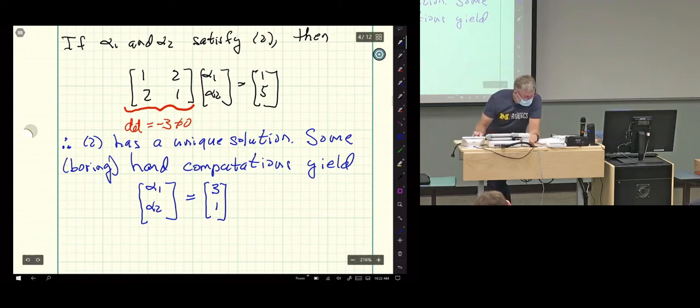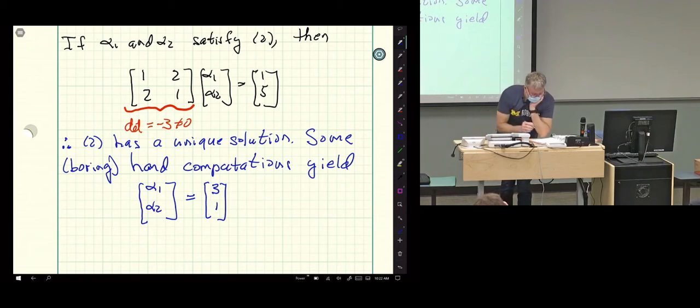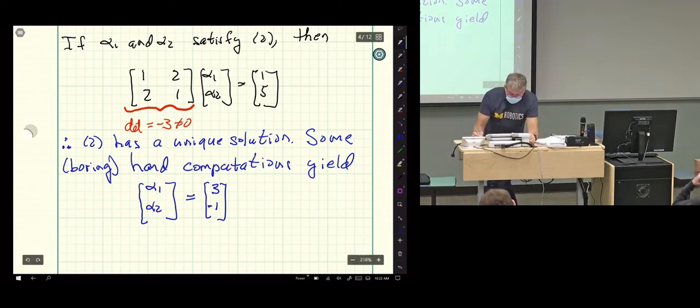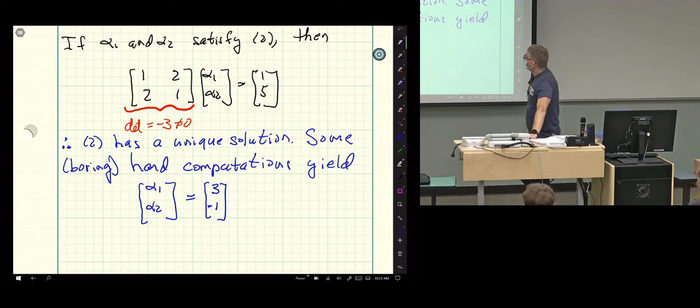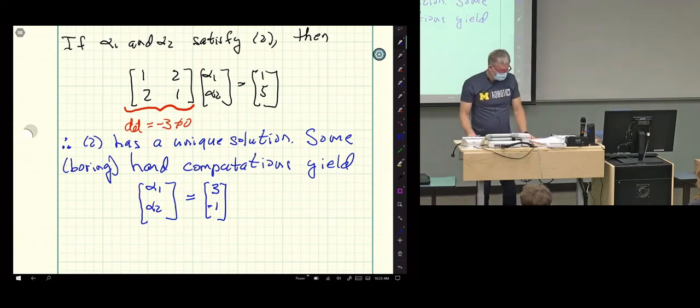No. I did my inverse correctly, and I can't multiply. Oh, 3 and minus 1. Yep, I think this will work. 3 minus 2 is 1, and then 3 times 2 is 6, minus 1 is 5. Yes, there's my minus sign mistake. I found it. Okay, so there's the solution. So they're only boring when you do them wrong, okay?